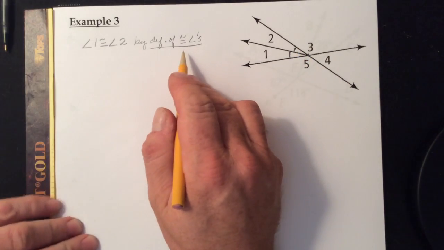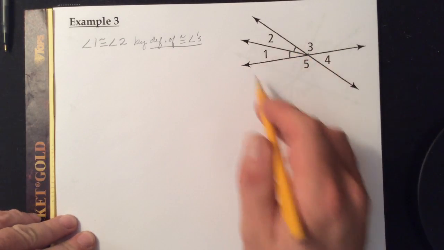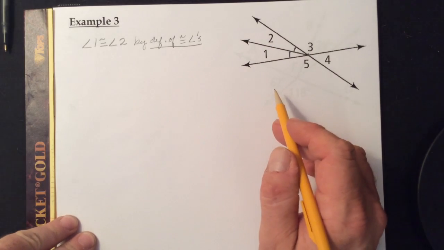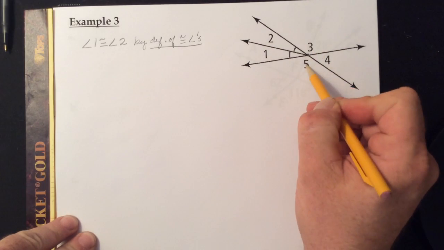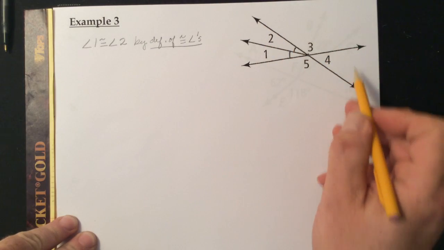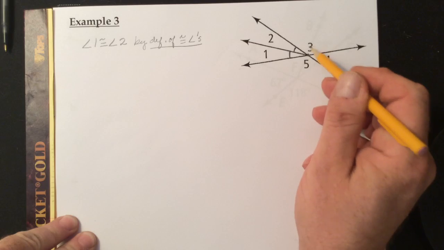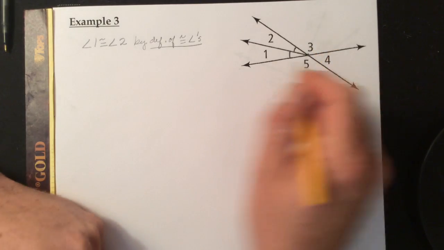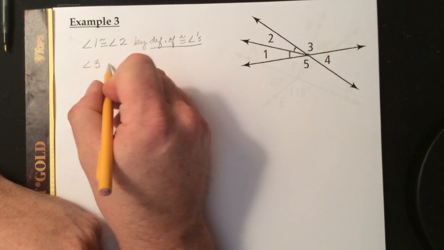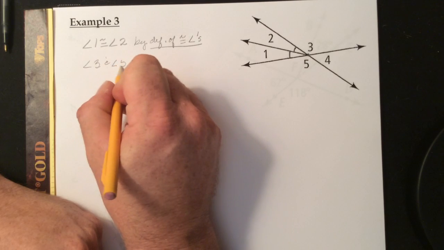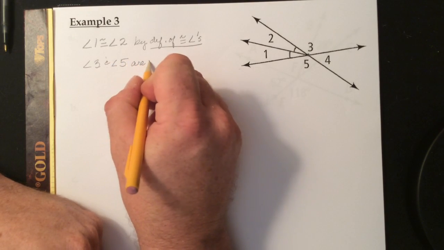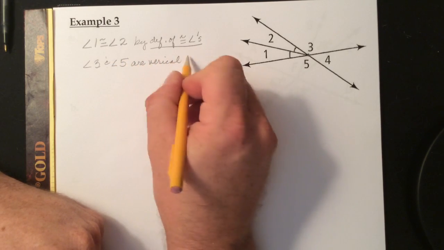It's that simple. Looking around our diagram, one thing we notice is that angles 3 and 5 are vertical angles because these two lines intersect and these are opposite each other. So angle 3 and angle 5 are vertical angles.